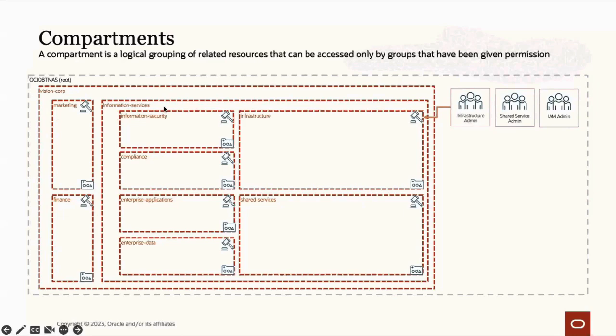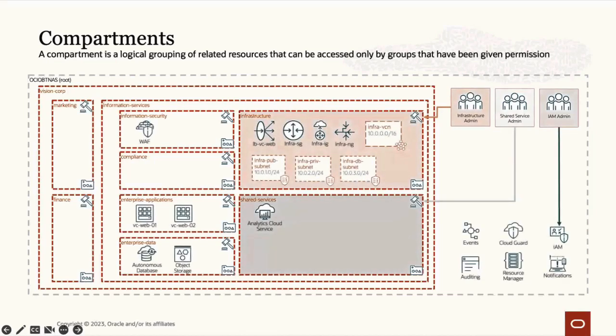And within info services, we have a setup based on resource allocation. So the people who need to access infrastructure resources, they will only be able to do that because of this compartment design layout right here. So this is with our resources kind of added to our compartments. And you can see here, based on the policy placement, certain groups will have certain access to the correct compartments.